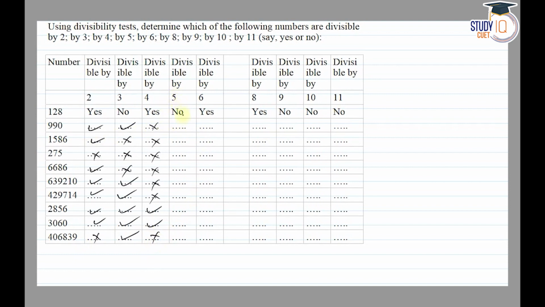Divisible by 5. So the rule is unit digit is 0 and 5. So yes. 6 not. 5 yes. 6 not. 0 yes. 4 not. 6 not. Unit digit is 0, it's yes divisible by 5. 9 it's not. Divisible by 6: when the number is divisible by 2 and 3, then complete number is divisible by 6.